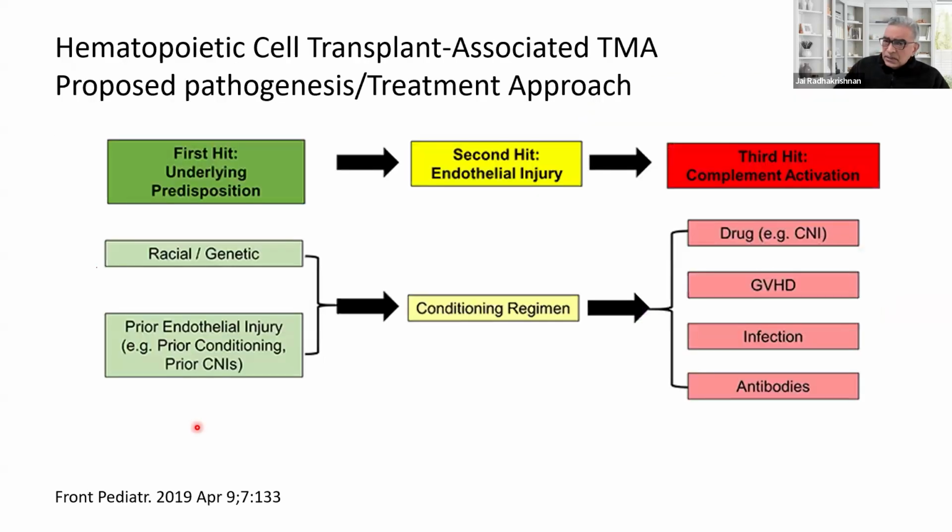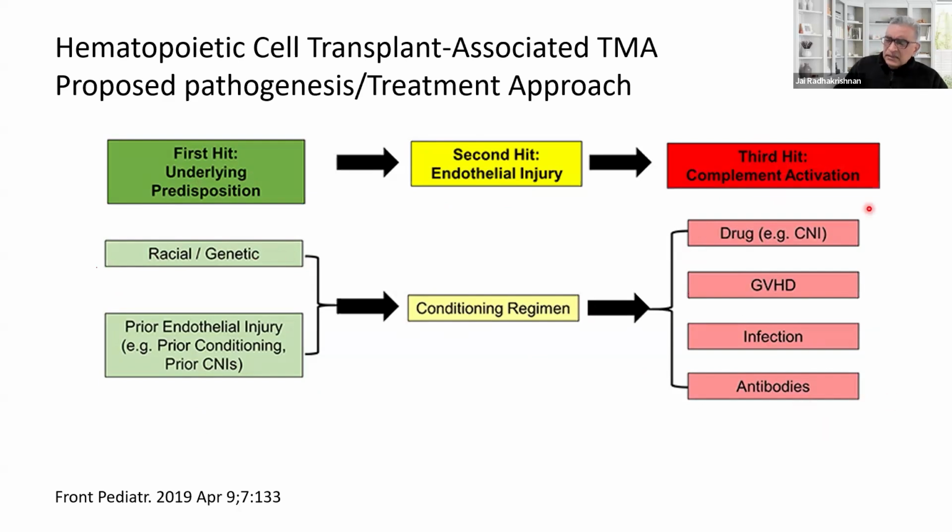When you come to hematopoietic transplants, there's usually an underlying predisposition, which could be racial or genetic, but very commonly conditioning with bone marrow agents, especially CNIs. And then the second hit is the direct endothelial injury, which is commonly seen with most conditioning regimens. And then the third hit is complement activation. This can happen because of drugs, GVHD, infection, and antibodies.